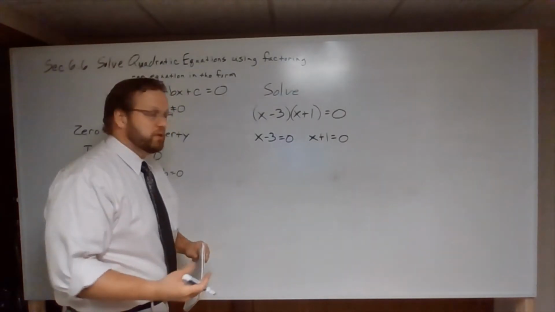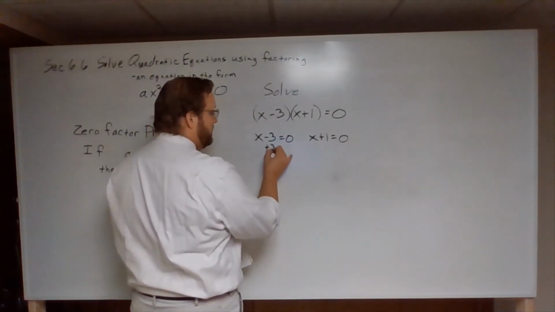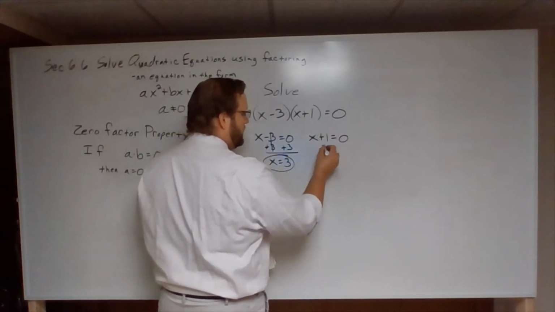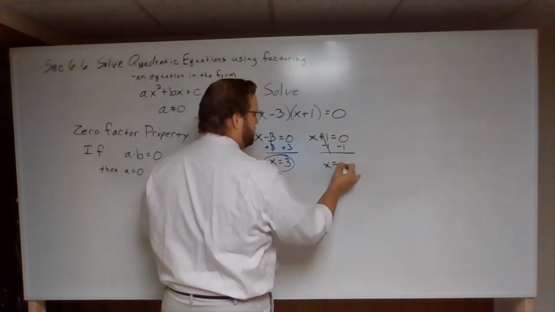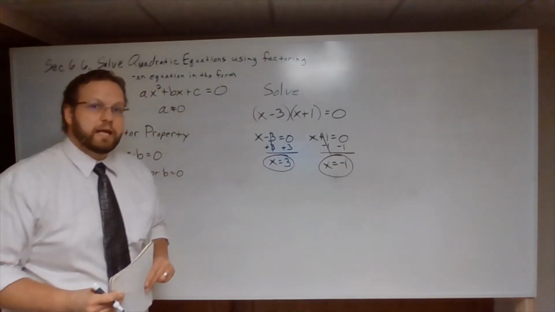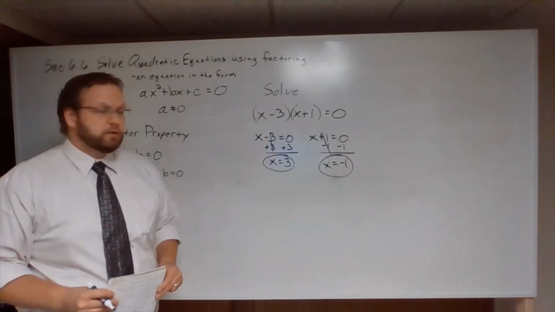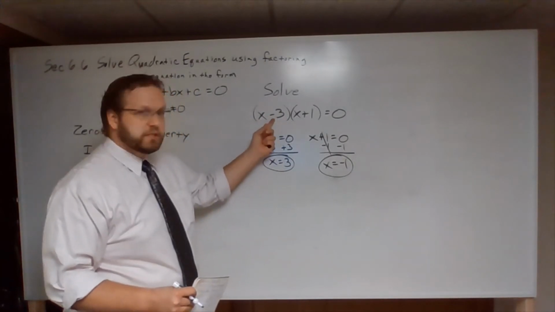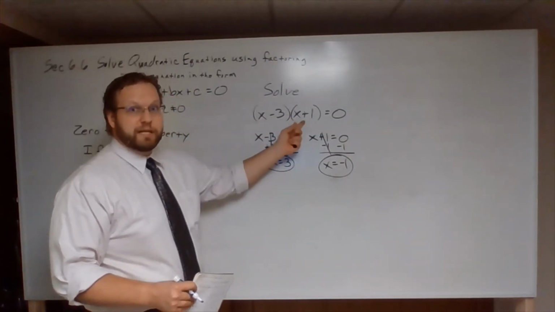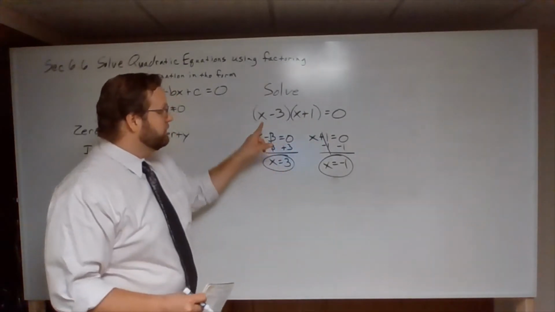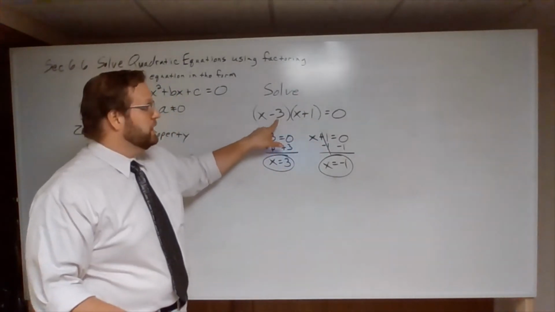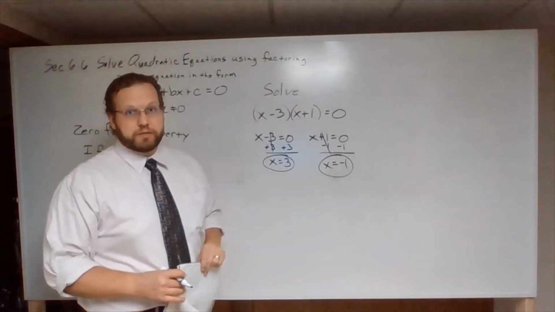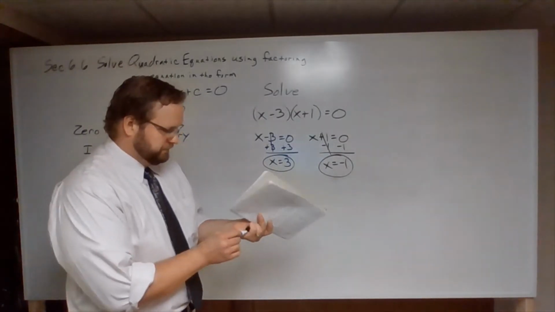Okay, now we solve. So I can add the 3. Here I can subtract the 1. And there you have your answers. That's all there is to it. Okay, if you wanted to check this, you plug them in one at a time. If I plug a 3 in, 3 minus 3 is 0, 3 plus 1 is 4, but 0 times 4 is 0. If I plug a negative 1, negative 1 minus 3 is negative 4. Negative 1 plus 1 is 0. Negative 4 times 0 is 0. So both of those answers work. Let's look at another one.